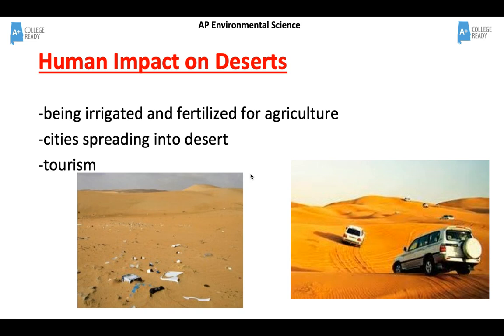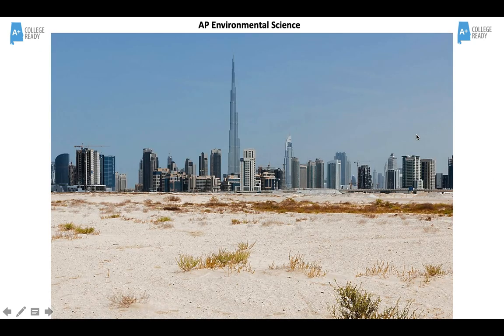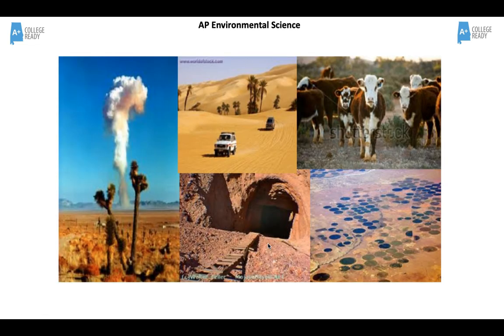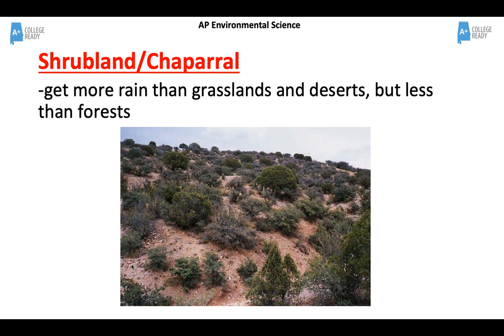And also tourism. People like to post pictures of driving in a Land Rover across the desert. I don't know why, but they do. So you can see an example here, how much the city is encroaching into the desert. Same here. You've got agriculture. You can see the circles here. Each one of those is a little plot of farmland that they're making suitable for growing crops or whatever in that area. Mining, tourism, and then using the deserts as an easy place to test explosives as well.